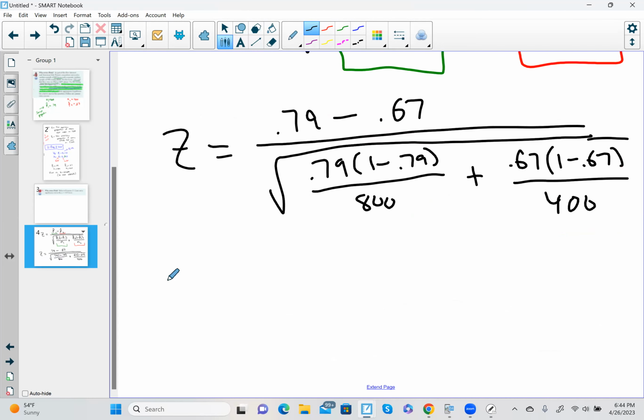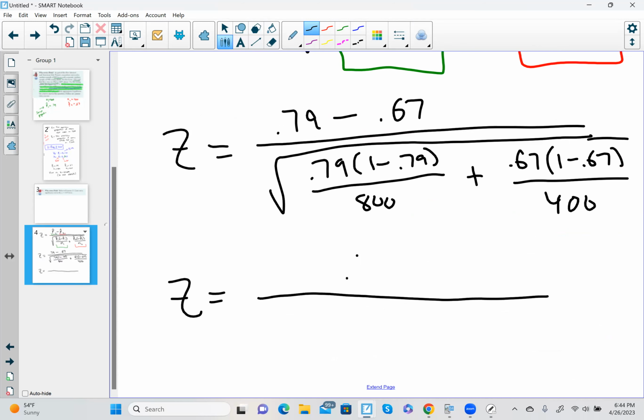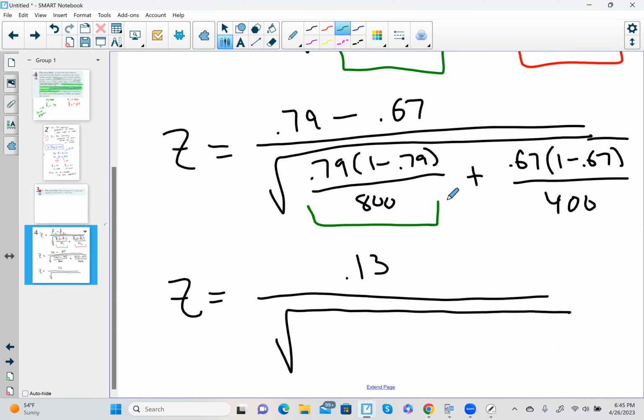So the top's not so bad. Subtracting, that's 0.13. That's not a big deal. On the bottom, though, we're going to have 2 things to figure out. We're going to have to figure out that term and that term. Then we're going to have to add them. Then we're going to take the square root, that square root symbol.